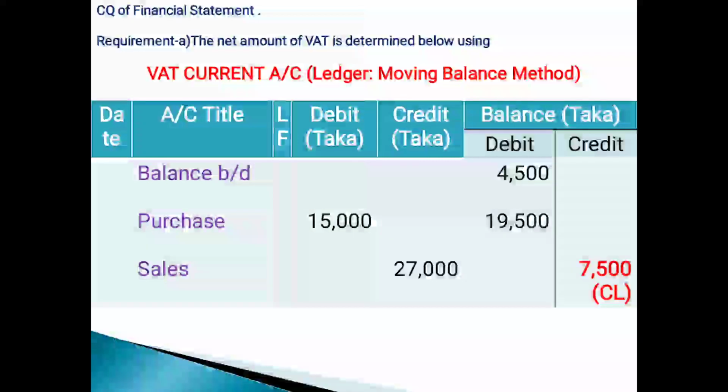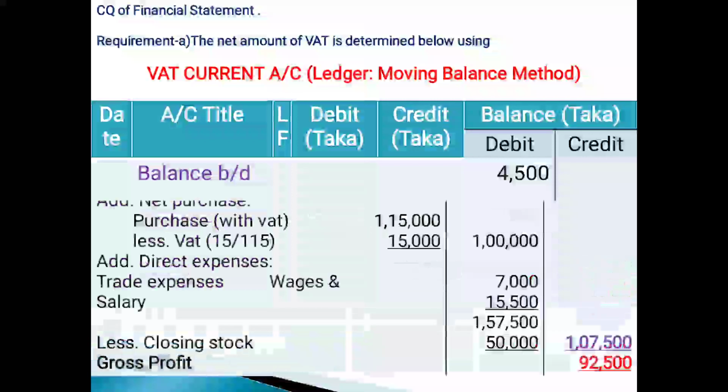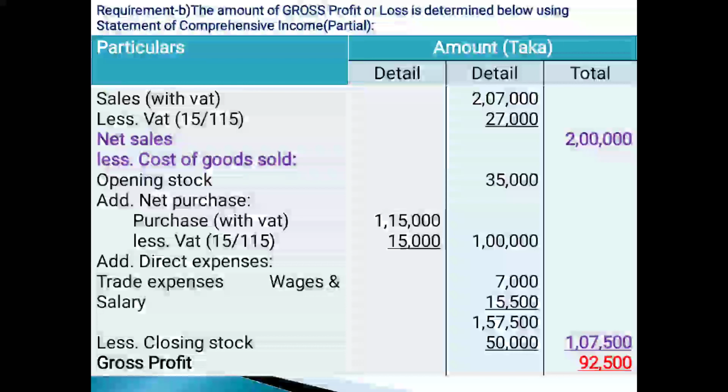Dear learners, I repeat again, the balance of VAT is taken for betterment. How to show it? The balance of VAT is taken from the requirement as given, assuming taka 4,500, but the purchase and sales amounts are taken from the purchase and sales amounts. Now you can go for solving or writing requirement B. The amount of gross profit or loss is determined below in a statement of comprehensive income, that is partial.